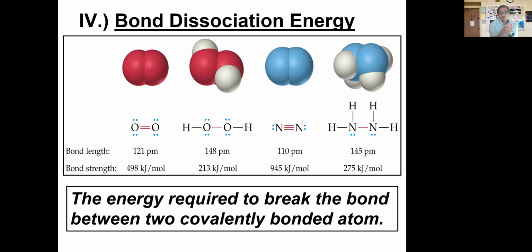But we also have to look at what type of atoms are being held together. If you look at the oxygen-oxygen single bond and the nitrogen-nitrogen single bond, both are single bonds, but the oxygen-oxygen single bond is a little weaker than the nitrogen-nitrogen single bond. So the bond strength, that is the bond dissociation energy, depends on two factors: the type of covalent bond holding the atoms together, whether it is a single, a double, or a triple, and the atoms that are held together by that particular type of bond.